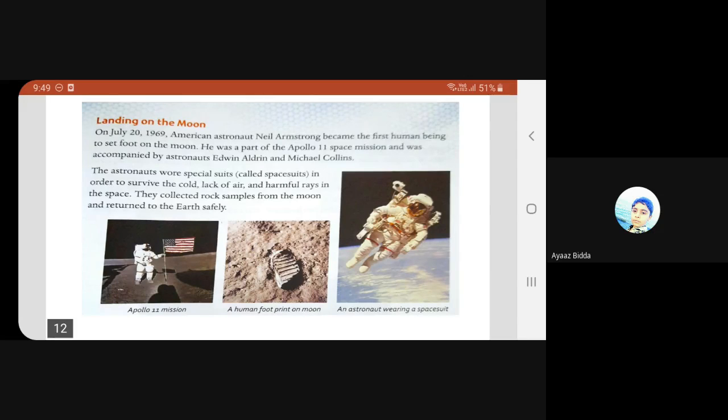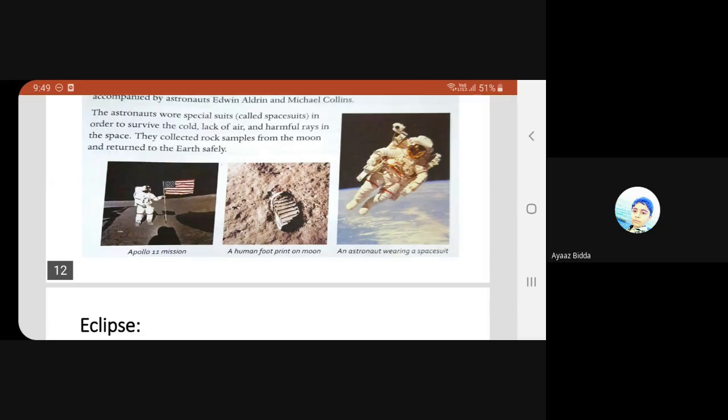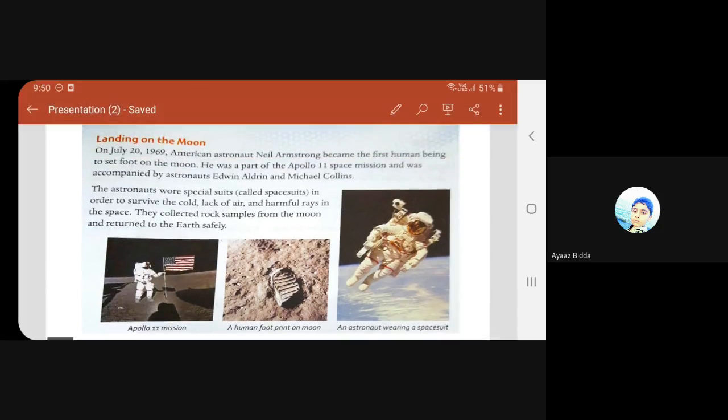The astronauts wore special suits called spacesuits in order to survive the cold, lack of air, and harmful rays in space. They collected rock samples from the moon and returned to the earth safely.